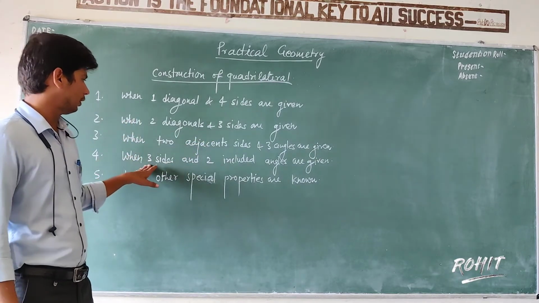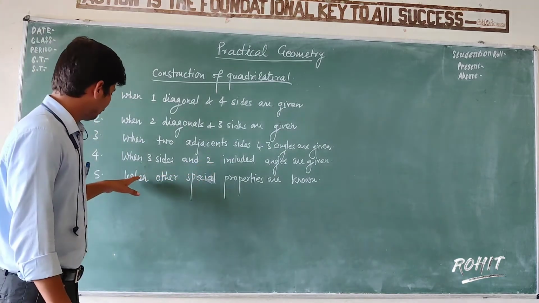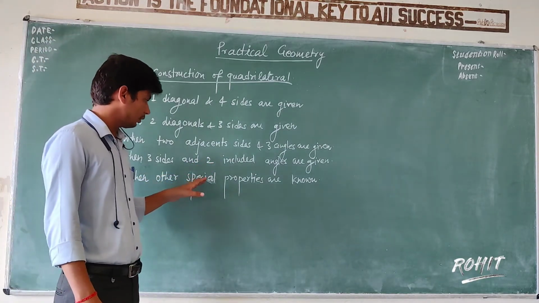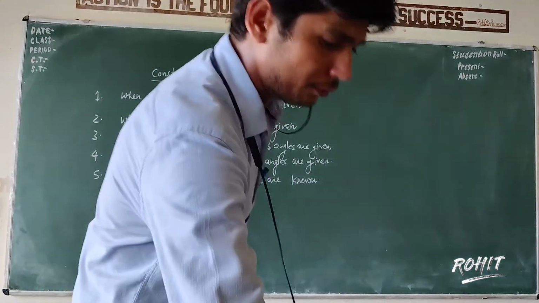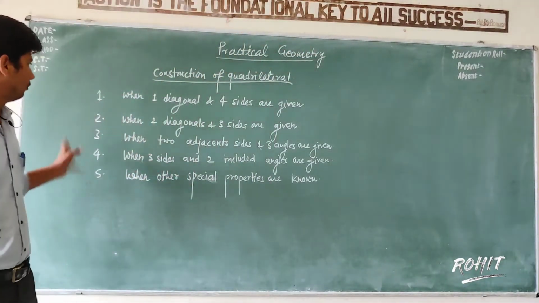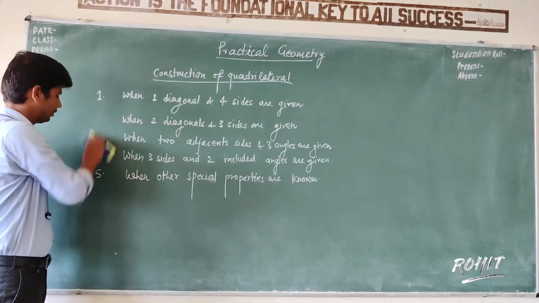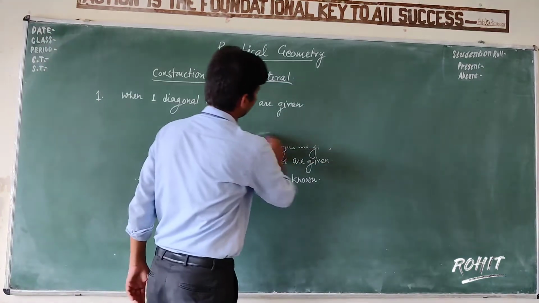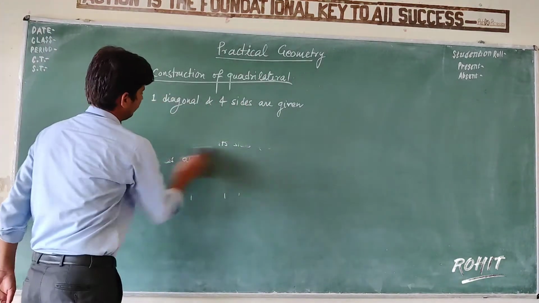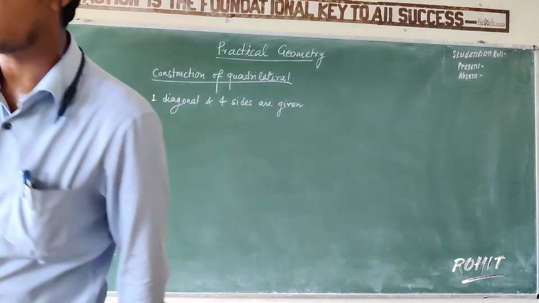Fourth condition is when 3 sides and 2 included angles are given. And fifth condition is when other special properties are known. So out of these 5 we will learn one by one. So our first condition is when one diagonal and 4 sides are given.